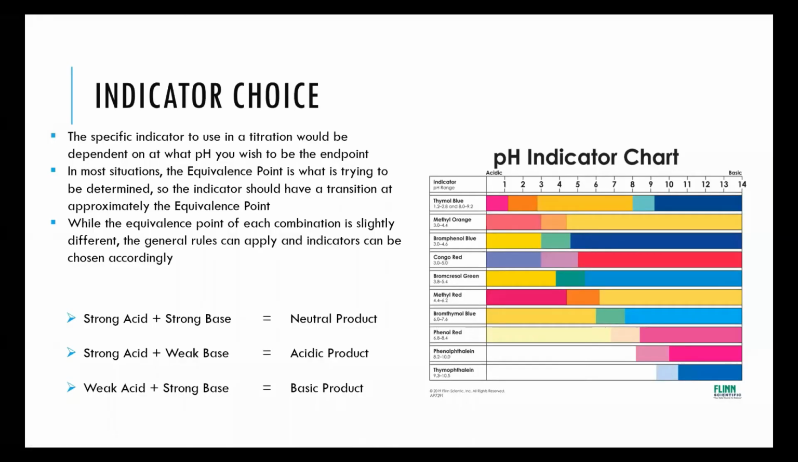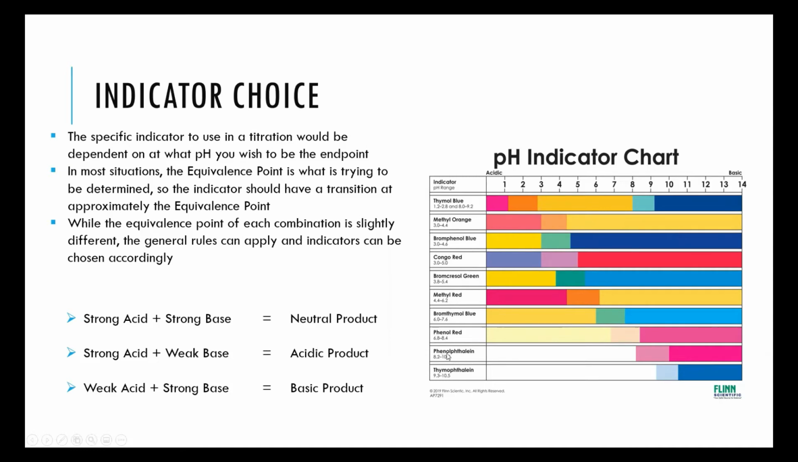So as was seen in the video, there are a lot of different indicators, and that was only a small sampling of the different indicators that are available that change color under different pH environments. So there are a number of different charts where you can see what colors the different indicators are, where they have their transitions, and that way you can tell which indicators would be best to use at which equivalence points.